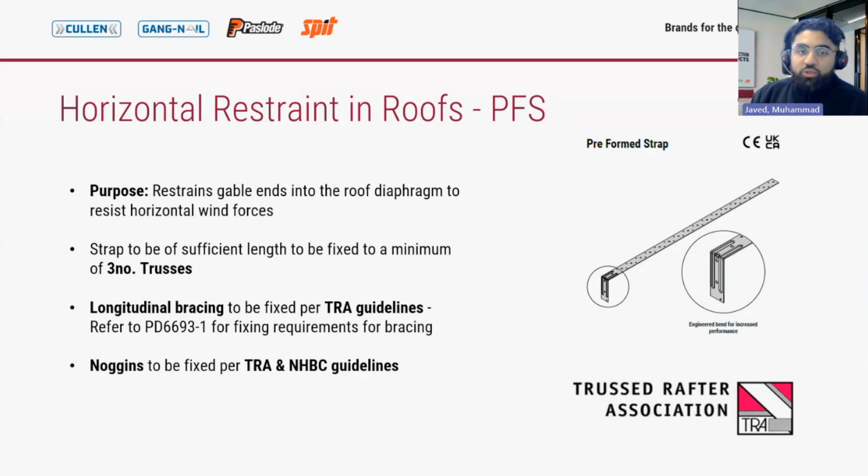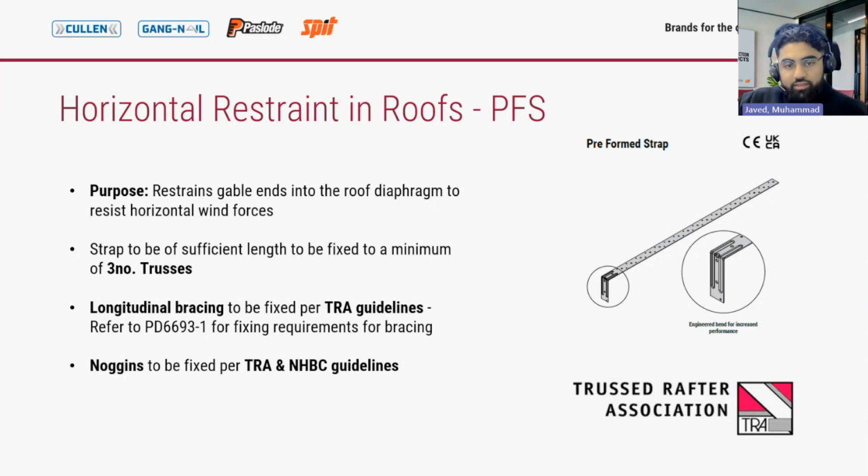For the applications we're going to cover, the strap should be long enough to be fixed to a minimum of 3 trusses, with fixing points for the straps to be provided by either longitudinal bracing or noggins. If you want to find more information regarding fixing requirements for bracing and noggins, for bracing, please refer to PD Doc 6693-1. And for noggins, please refer to the TRA and NHBC guidelines.